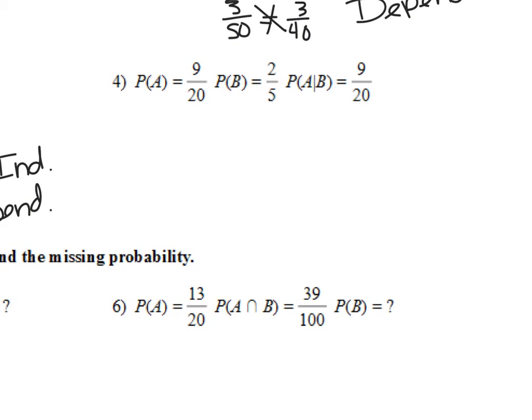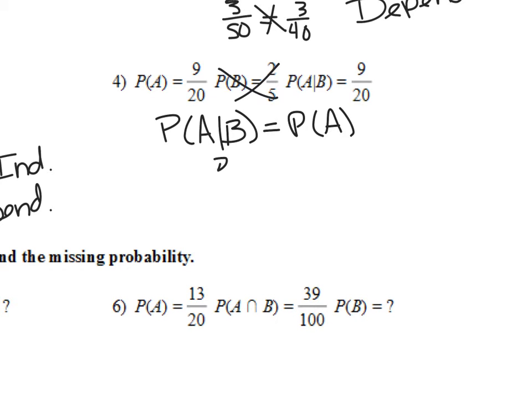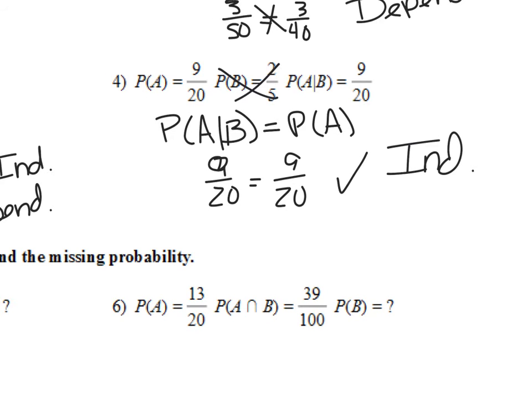Okay, final example. This is the probability of A given B. Is that equal to the probability of A? Remember, it's always the first one. So again, that's extra information. So 9 out of 20 is equal to 9 out of 20. So this is independent. So you can see kind of what they look like.